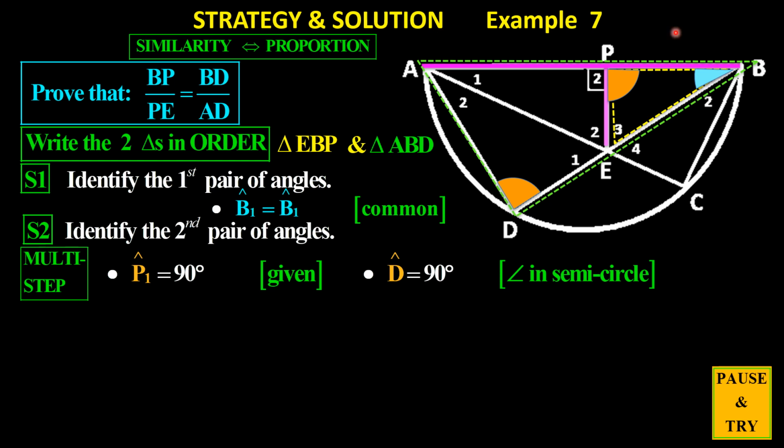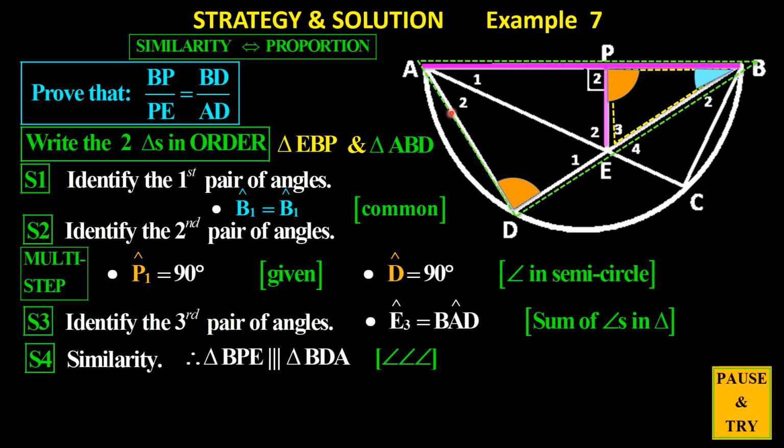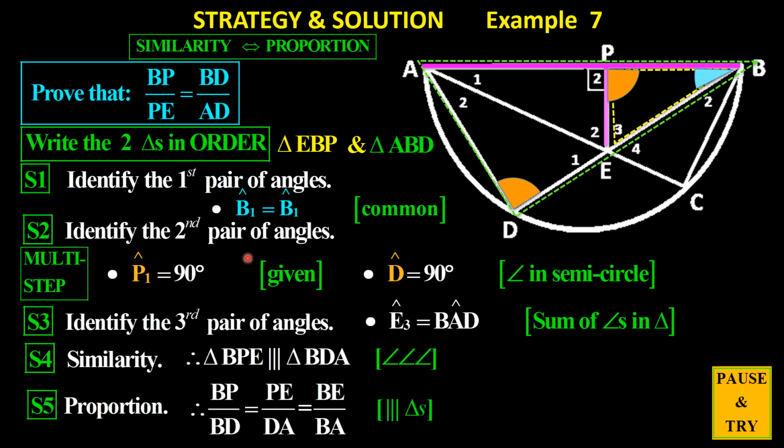Third one, quite easy. There's the third angle there, and that is equal to, you don't say E, it must be E3. And E3 is equal to not angle A, but angle DAB. You can't say angle A. There are many angle A's there. Be specific. And now we can write down the similar triangles, and we've got them in the right order: triangle EBP similar to triangle ABD. And once we have the similarity, remember, similarity implies the corresponding sides. Now we can get the proportion.